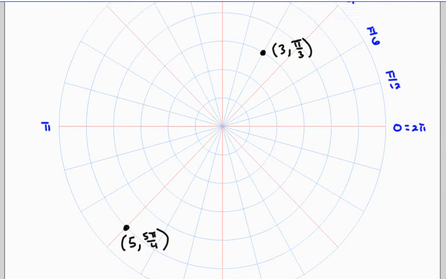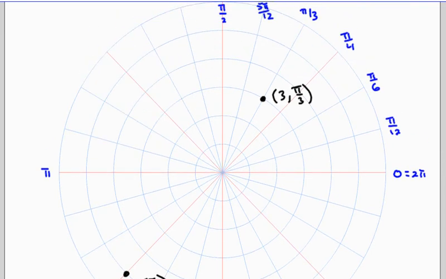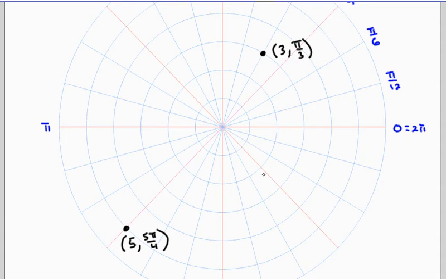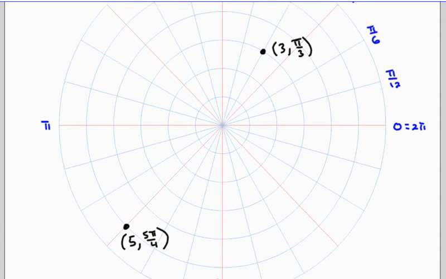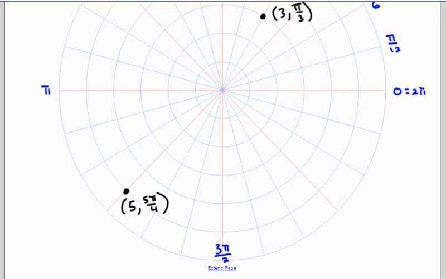Now, one of the drawbacks to polar coordinates is there is more than one way to write these coordinates. The R could be negative, or the angle could be negative. Let's say, for example, we came down here, and let's see, this is 270, 285. This would be 300 degrees, which would be what, 5 pi over 6 in radians.